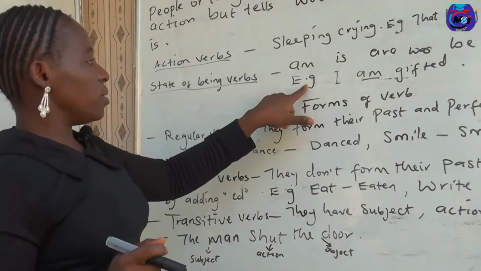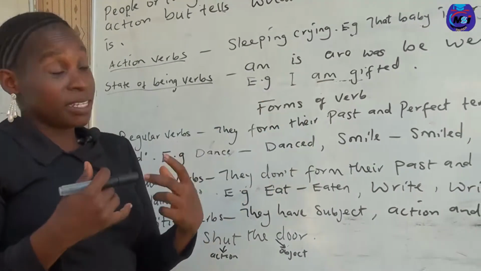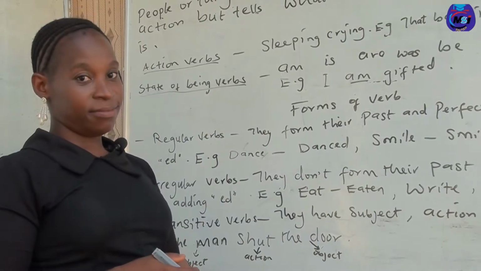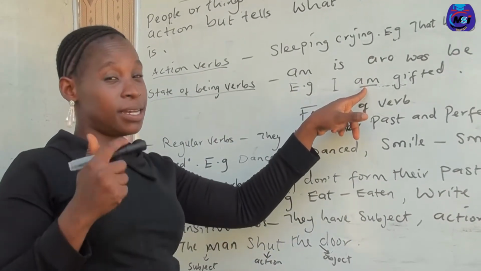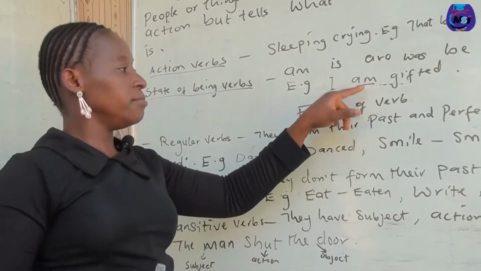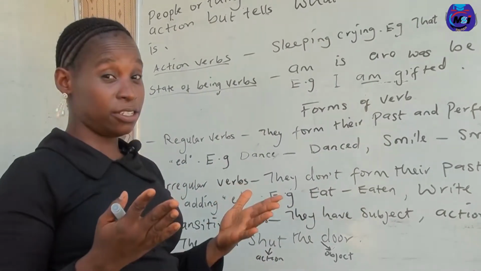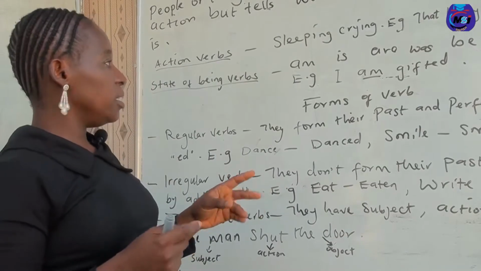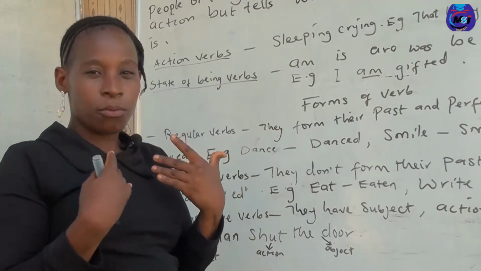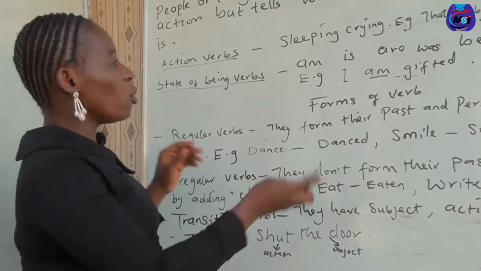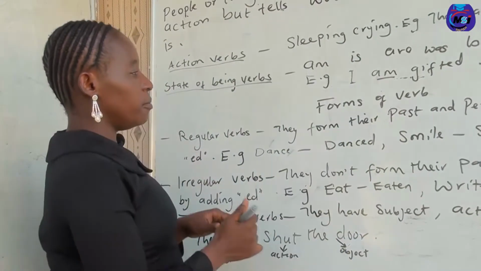Let's look at this example. I am gifted. The state of being verb here is am. I am gifted. Are you? I am gifted. Okay, it's still an action, but it's a state of being verb. It's not something you could see, like crying or laughing, but I know I am gifted. So this is a state of being verb.